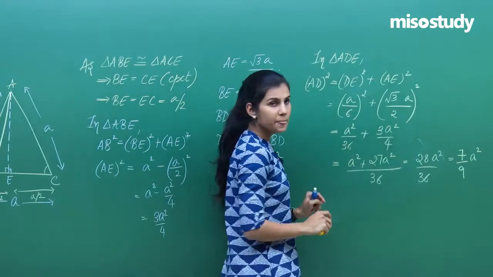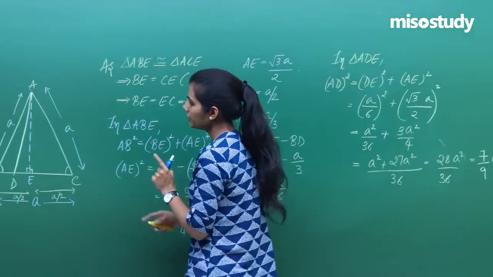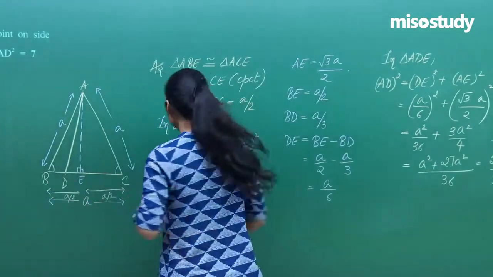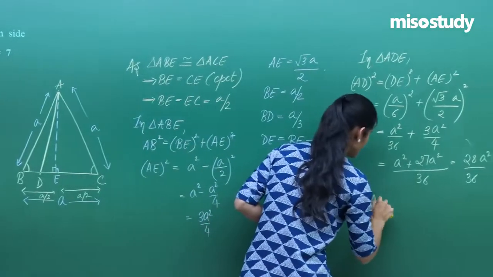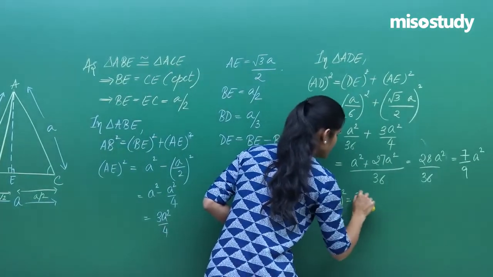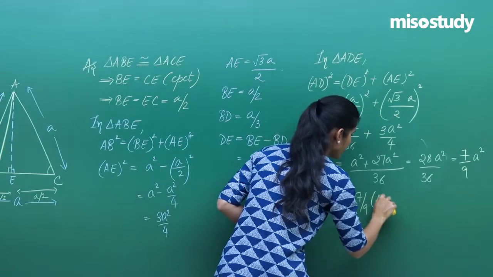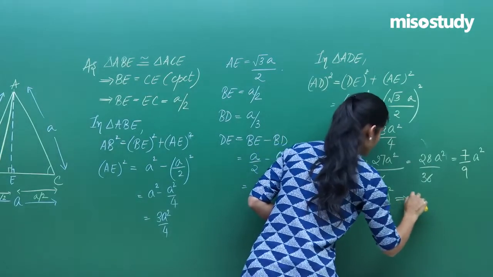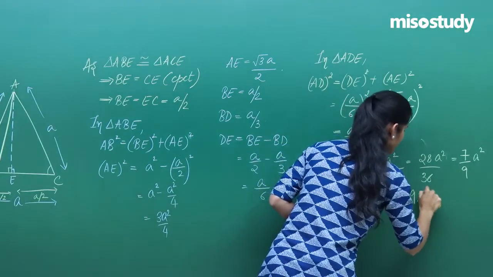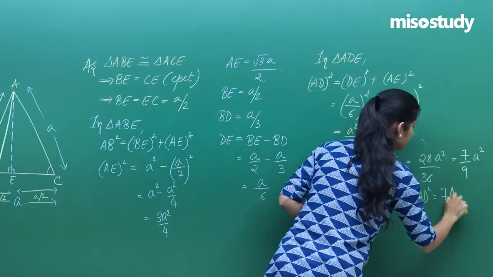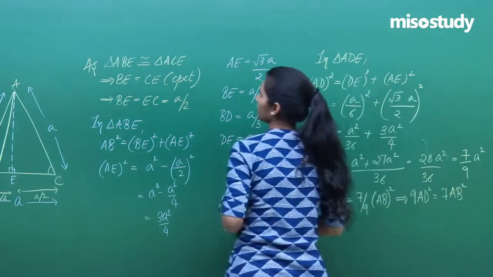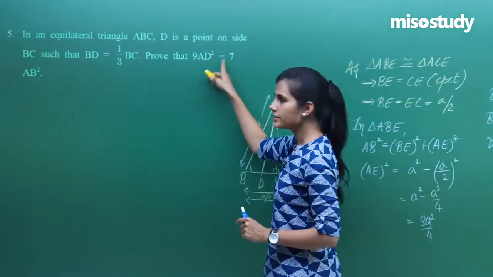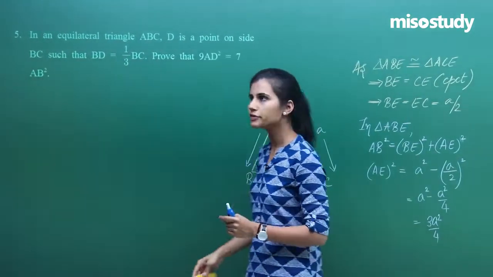But A is the length of AB. So I can write AD square is 7 by 9, length of AB square. So you get 9 times AD square is 7 times AB square, hence proved.